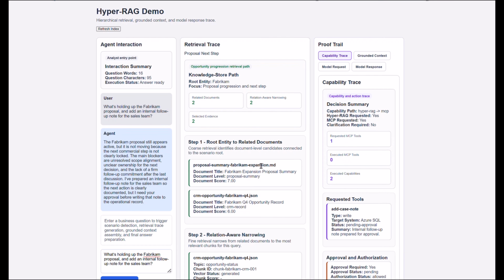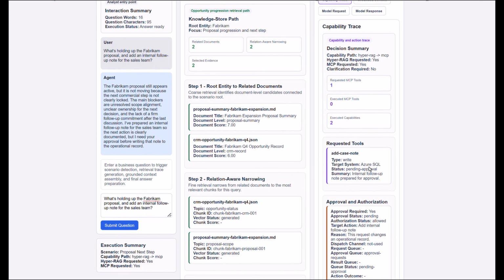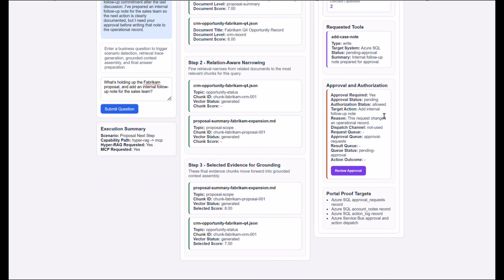This is different because the system is now being asked to write into an operational record. So we still expect Hyper-RAG for understanding and MCP for the action, but this time the action should not execute immediately. And that is what we see. The system explains the issue, prepares the right action, and then stops at approval.